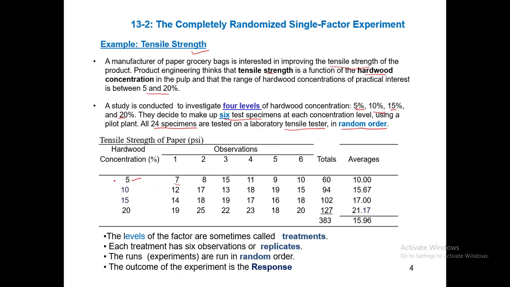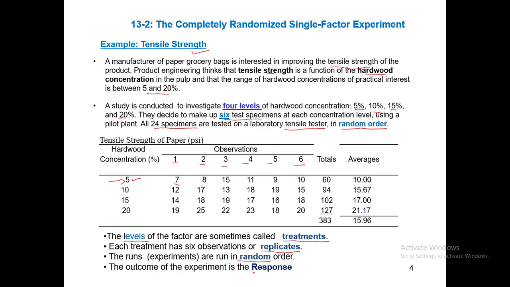So while using the 5% hardwood concentration, they performed 6 experiments and got the values 7, 8, 15, 11, 9 and 10. Likewise, they performed 24 total experiments. Now we'll discuss the levels of the factor. There are 4 levels of the factor, and we call them treatments in design of experiments technically. These are 5, 10, 15 and 20. Then each treatment has 6 observations or replicates: 1, 2, 3, 4, 5 and 6. The experiment runs are performed in random order to avoid bias.